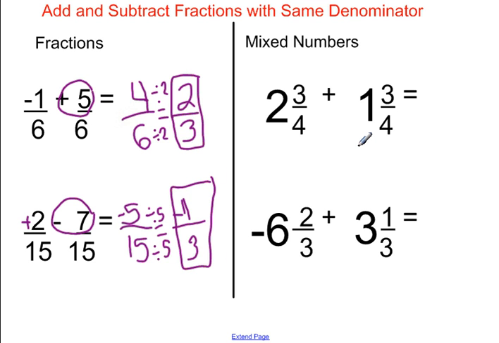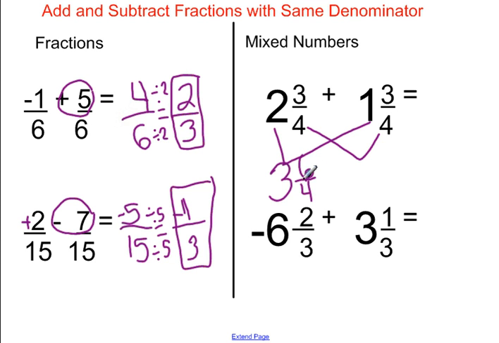On to the mixed numbers. Mixed numbers are a little bit tricky. When they have the same denominators, we can add the whole numbers first. That's pretty easy. 2 plus 1 is 3. And then I can add these two fractions. 3/4 plus 3/4, well, it's going to be a 4 on the bottom, and 3 plus 3 is 6.